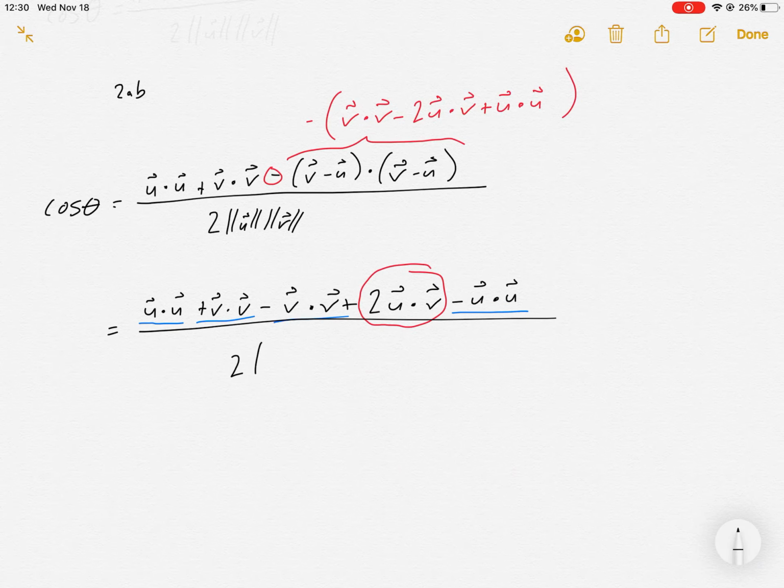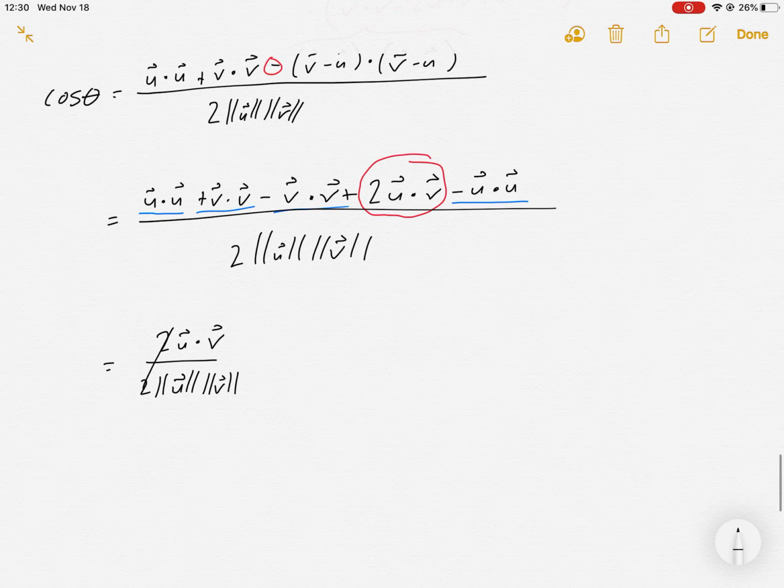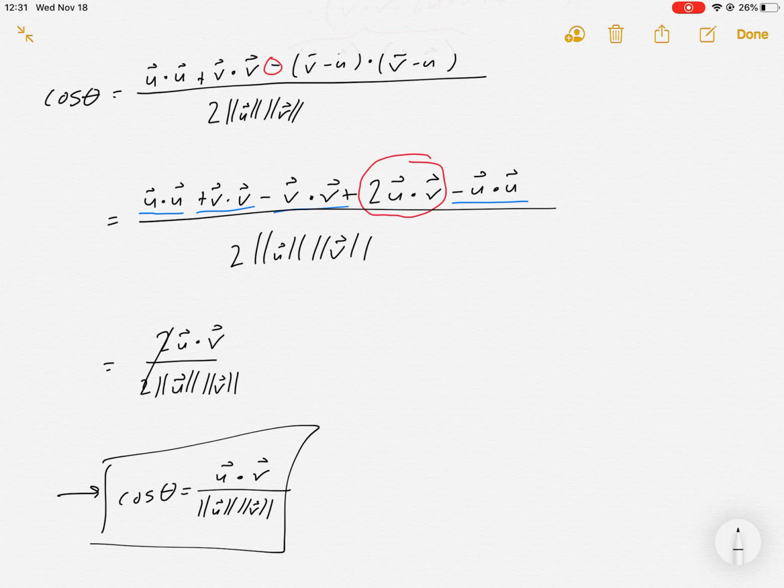And then all of that will be over this. Now we're actually about done. This cleans things up really nicely. At this point, the 2 divided by 2 is just 1, and so I'm left with the formula cosine of theta equals the dot product of u and v divided by the product of their magnitudes, which is the formula that we wanted to prove. So there you go. There is the optional derivation.